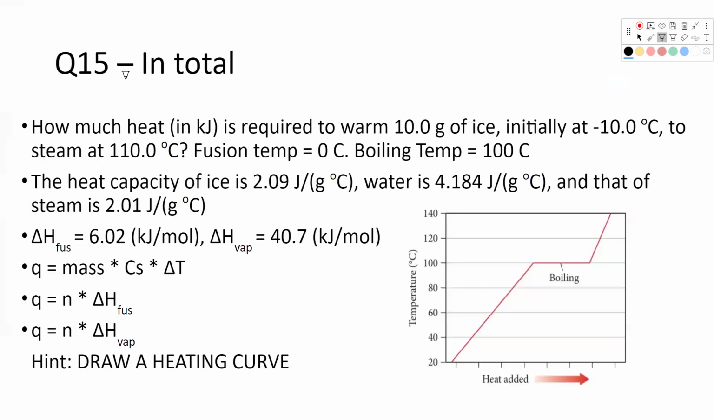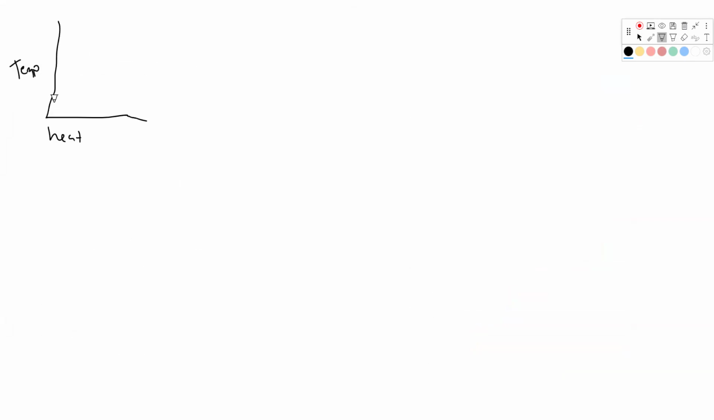The first thing we always want to do when we're doing a heating curve problem is actually draw the heating curve with my tablet, so I don't draw crooked. There we go. It is temperature on the Y and heat added on the X. We start at -10, and we're going to raise our temperature until we hit the fusion point, because we start as a solid. The fusion point of water is 0.